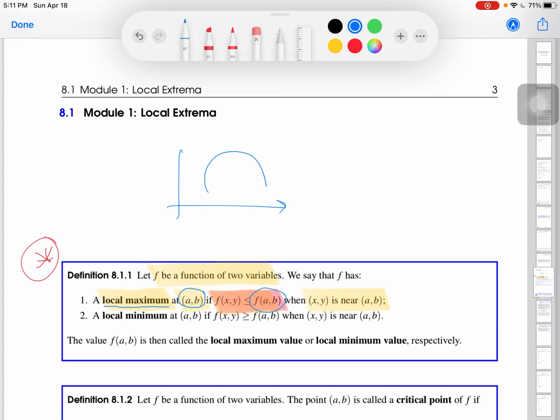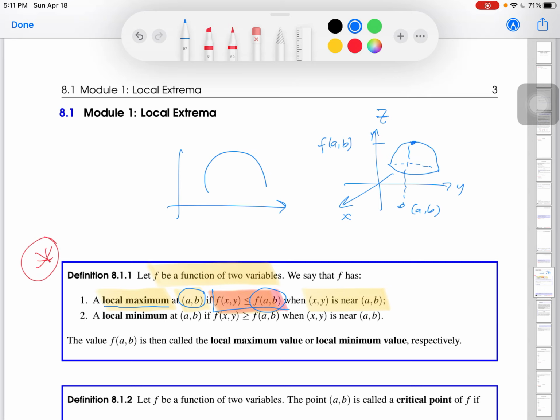And f of (a,b) is the value of the function at the point (a,b). So if I go now to the 3-space that we work in this course, and think just like of a hemisphere here, the point (a,b) might be right there. So this is the z-value f of (a,b).